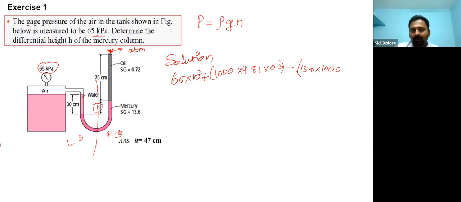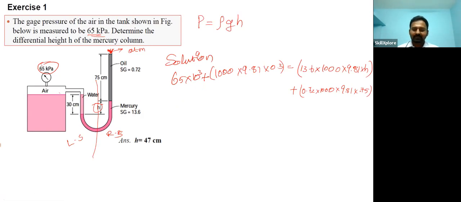So density of water times specific gravity of the fluid. Okay, this is the density of mercury. Density of mercury into 9.81 into the height. We don't know that, just keep it as h. Plus, after that, we have a specific gravity of 0.72, which is 0.72 into 1000 into 9.81 into 0.75. So if you solve this equation, you will get the value of h.